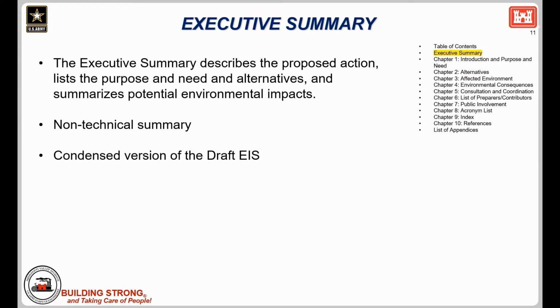Next is the executive summary. The executive summary describes the proposed action, lists the purpose and need along with the alternatives analyzed in the draft EIS, and summarizes the potential environmental impacts. The executive summary is intended to be a non-technical and condensed version of the draft EIS.